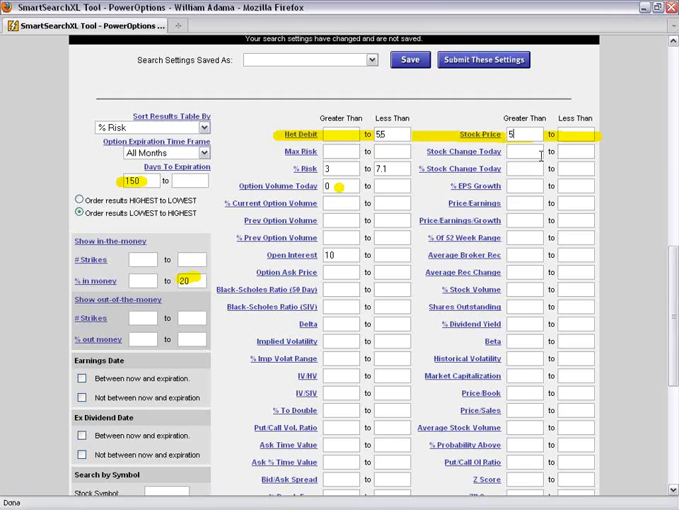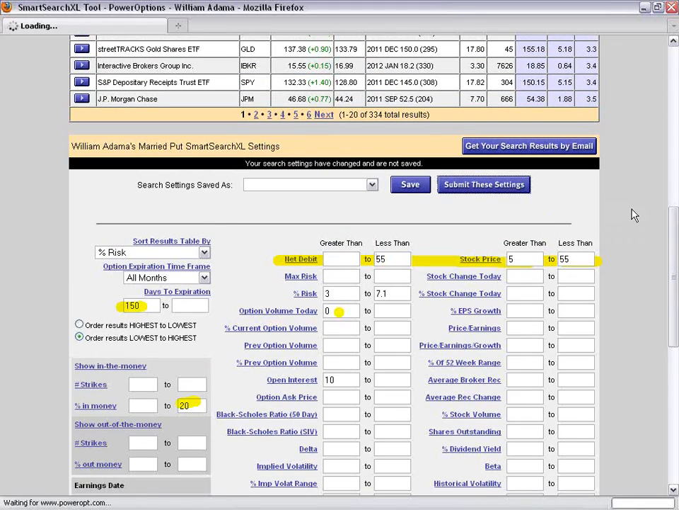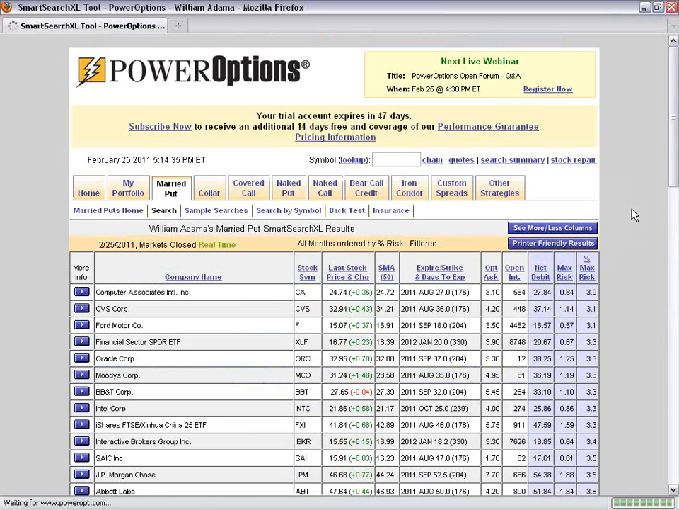And I'm just going to put my strike price range, let's say between $5 and $60. $55 per share as well is fine. Yeah, so the net debit already takes care of that. I don't need to put in both. If I limit the net debit to $55, then it's not going to go any higher than that. All right, so let's go ahead and run that.